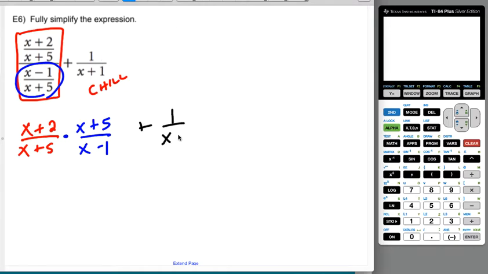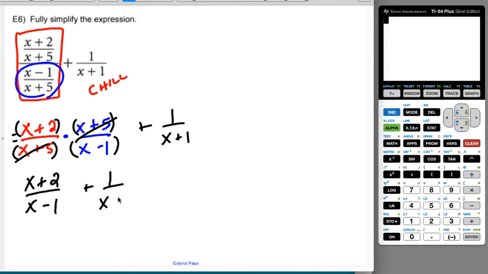I'm not even touching it, but I do need to make sure I keep it, because this entire expression includes that 1 over x plus 1, and if I get rid of it, then it's not the entire expression. So I noticed that since this is fully factored and multiplication, I could cancel an x plus 5, right? So these can be canceled, and I get x plus 2 over x minus 1 plus 1 over x plus 1 rather, and now I can get a common denominator, right?